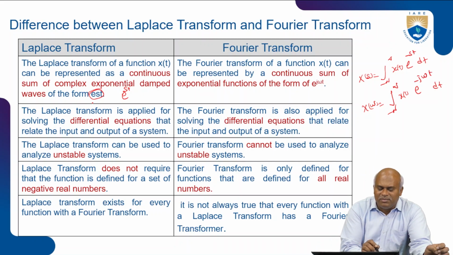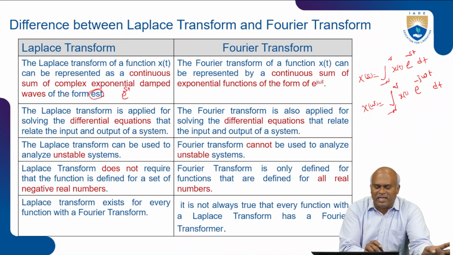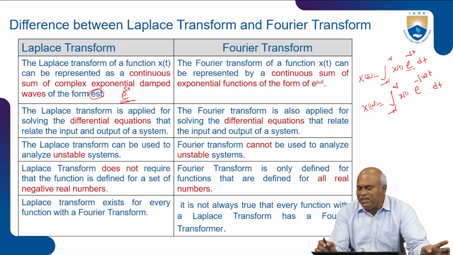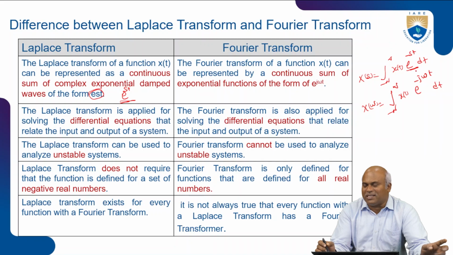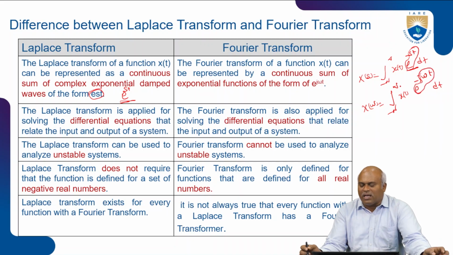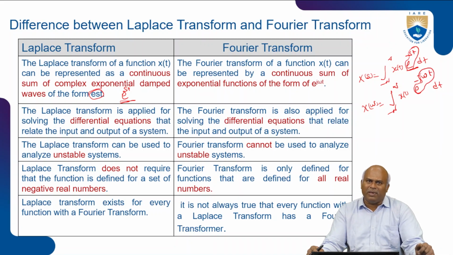This term I represent as a continuous sum of complex exponential damped waves of the function e power st. See the Laplace transform, e power st. That minus sign is common, we can leave it. So this portion only we take first. The Fourier transform is also the same. What is it? It is the continuous sum of exponential functions of the form e power j omega t.